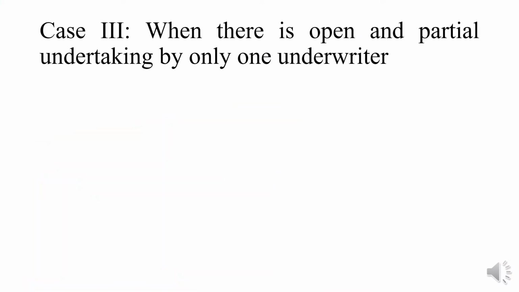Okay, let us discuss the calculation of underwriter's liability under case number 3. Case number 3 is this: when there is open and partial underwriting by only one underwriter. That means it's an open underwriting and it's a partial. So the underwriter is not going to underwrite the entire issue of the company. Therefore we call it partial underwriting.